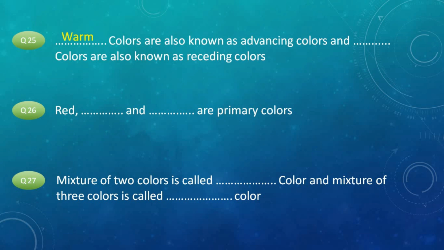Warm colors are also known as advancing colors, and cool colors are also known as receding colors. Red, blue and yellow are primary colors. Mixture of two colors is called secondary color, and mixture of three colors is called tertiary color.